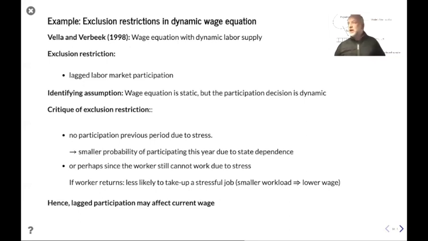I work on dynamic models and accumulation of human capital and all these things, how you get experience, and all these are essentially dynamic objects that are determining the wages. So it's not hard to find examples where this is potentially violated. Here's a more down-to-earth explanation of why this might be a problematic exclusion restriction. Don't think about human capital now. Suppose there's no participation in the previous period because you were sick or stressed out or totally burned out.